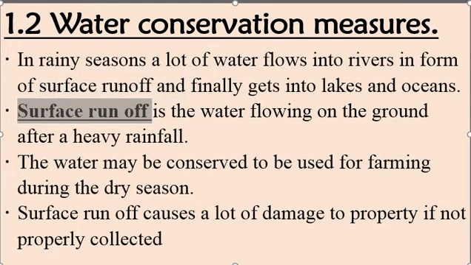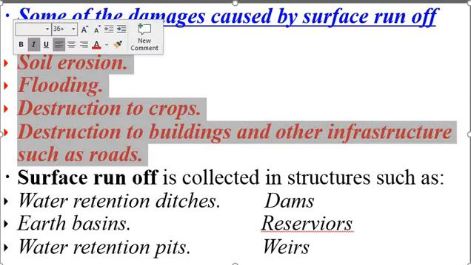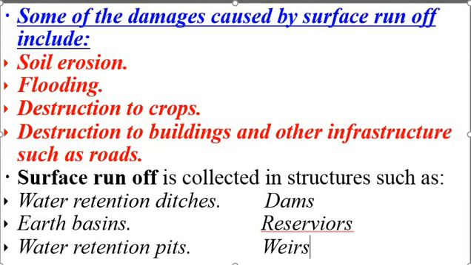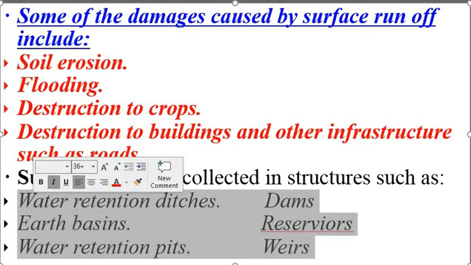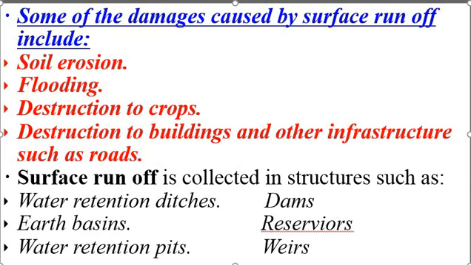Secondly, you should be able to list down various damages caused by surface runoff. That is objective number 2. You should also be able to tell us the structures that are used to collect surface runoff and conserve water, all the structures that can be used to collect and conserve surface runoff water.